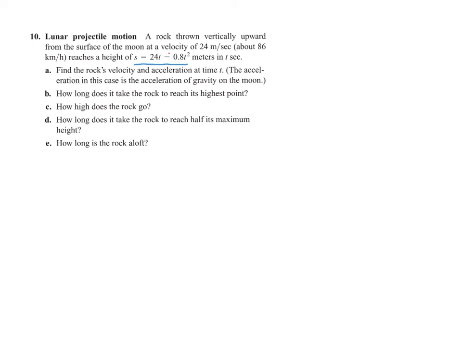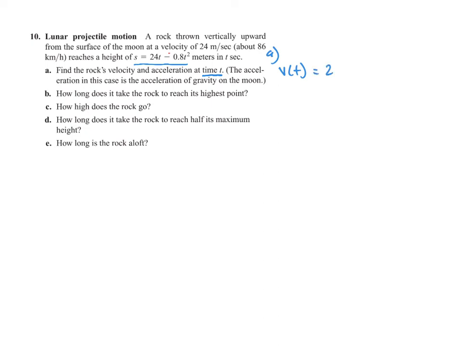We are supposed to find the rock's velocity and acceleration at time t. Whenever it says at time t, when they're not given a particular value, it means they just want you to write out the function. So we're essentially looking for velocity and acceleration. So velocity, this is for letter A here, is the derivative of this position function.